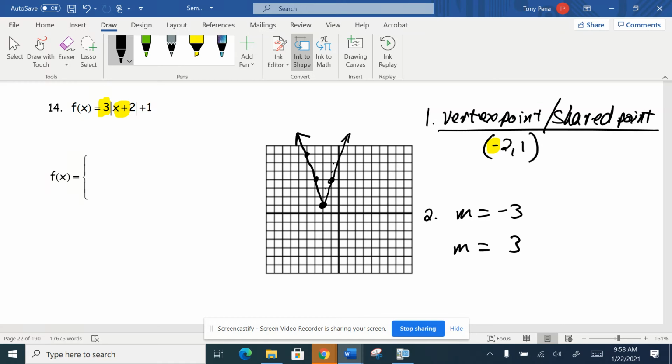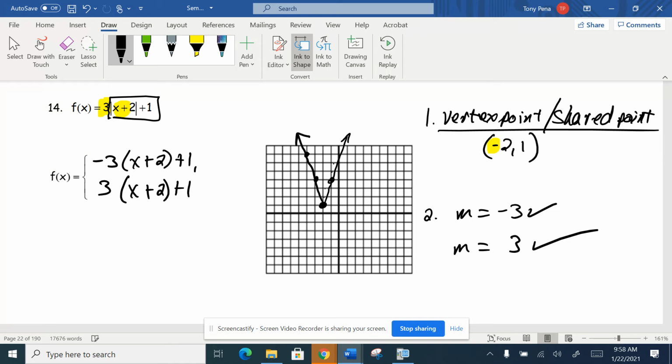Then we can now write our equations. The first one has a slope of -3, and then we basically just recopy these, right? Except we use parentheses, x plus 2 and then +1. And then the second line has a slope of +3, x plus 2 plus 1. That's the equation of those two lines.